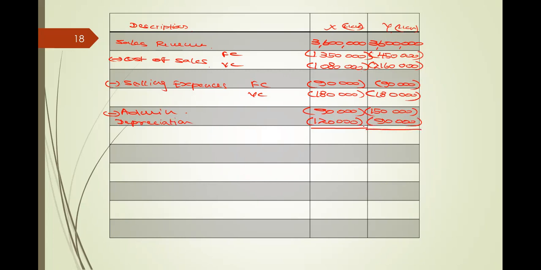Then we can get the answers for earnings before interest and taxation. Earnings before interest and taxation. Yes. For A, I think 690,000. For B, 480,000.